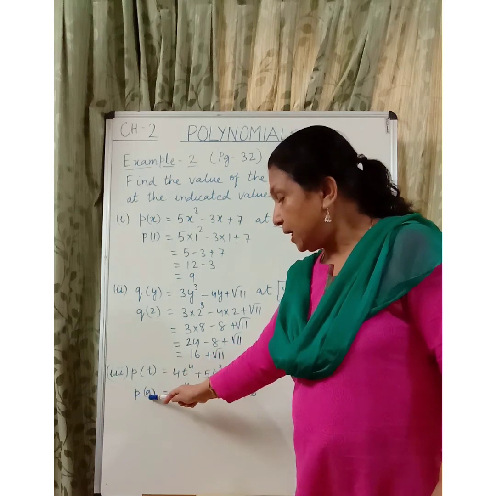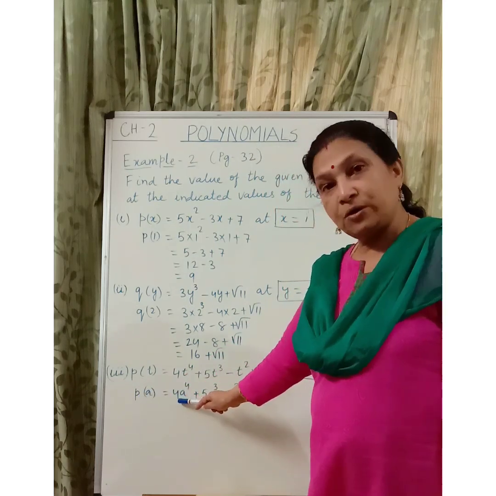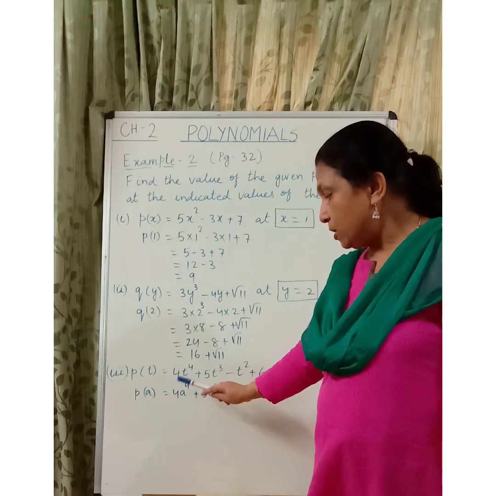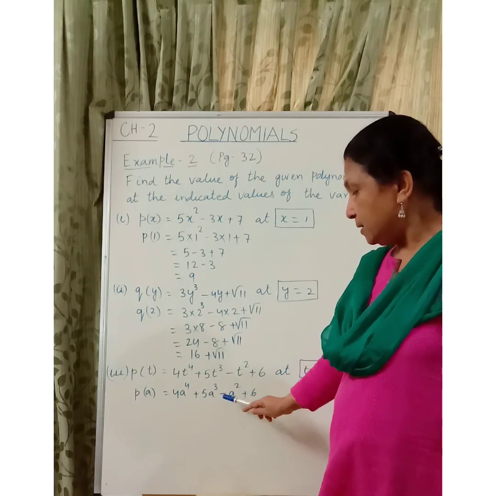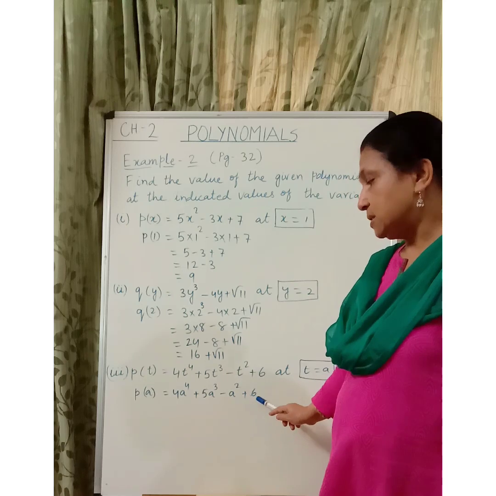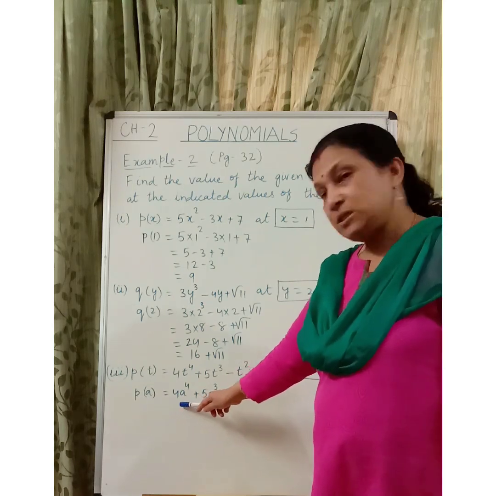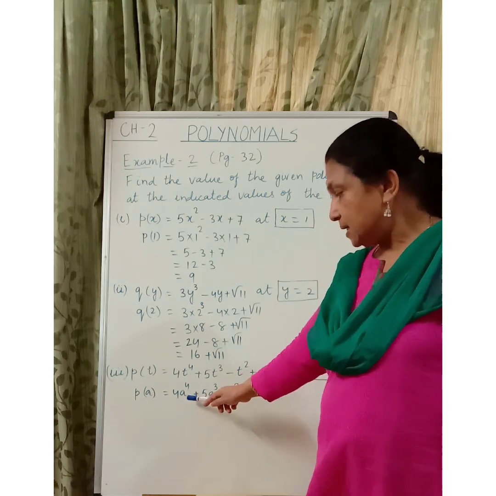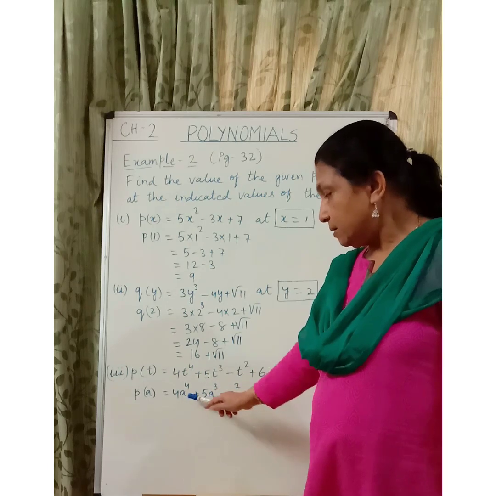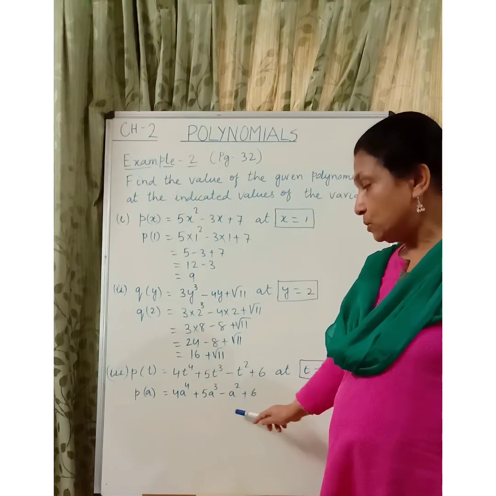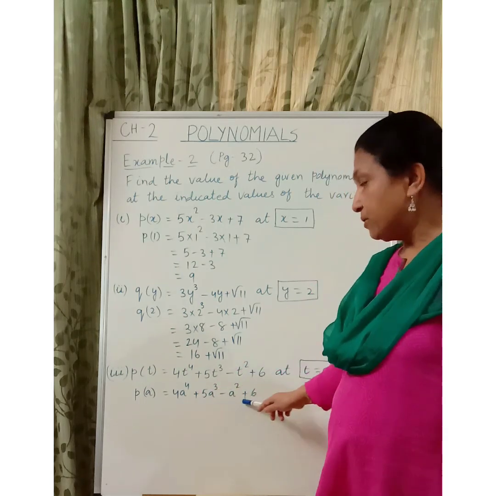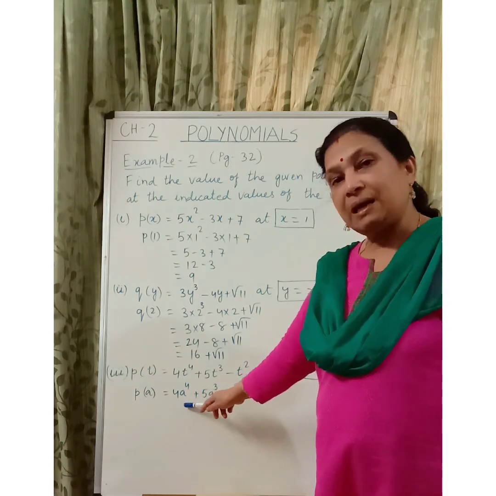So p of a is equal to 4 into a to the power 4 plus 5 into a to the power 3 minus a square plus 6. We cannot simplify further, as you can see a is the variable here and a has power 4, here power 3, here power 2. So the value of the polynomial becomes like this.